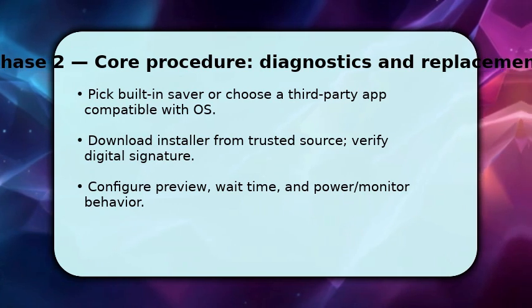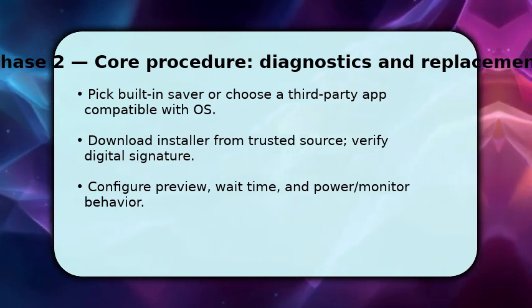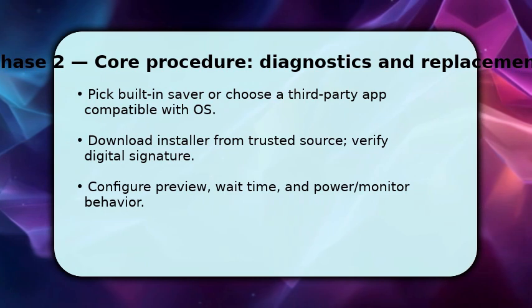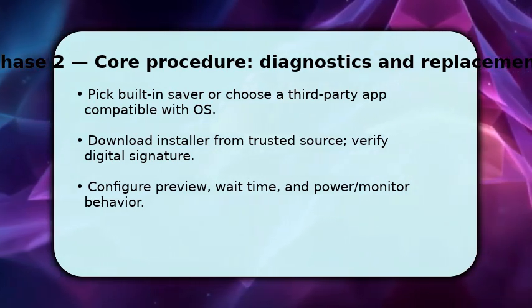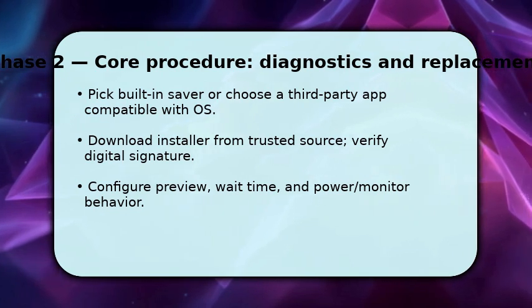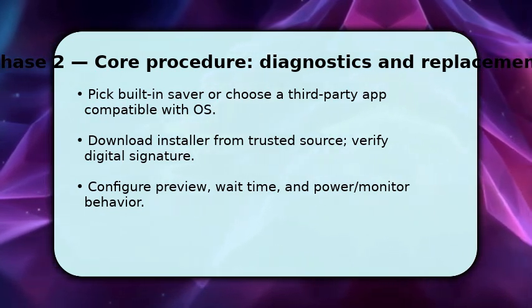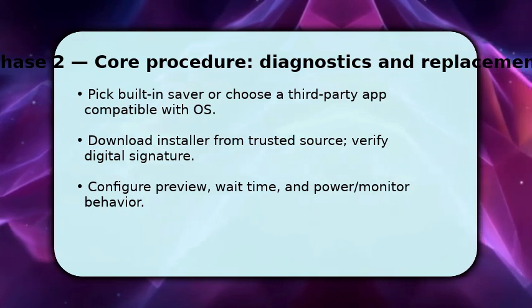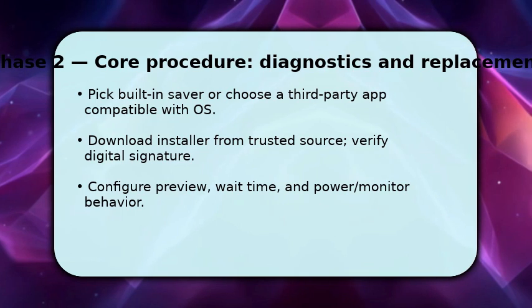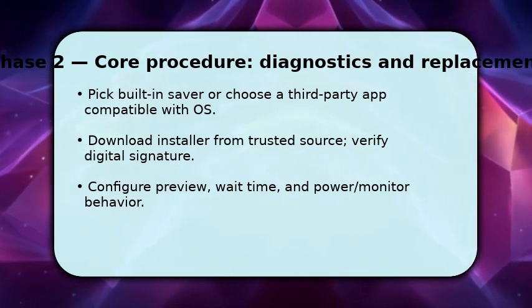Third-party offers customization. If you download, verify the digital signature and run the installer with admin privileges. Once installed, open the screensaver settings to preview animations, set the idle wait time, and choose whether the saver pauses on system activity. Make sure multiple monitors are handled correctly. Choose clone or extend behavior.